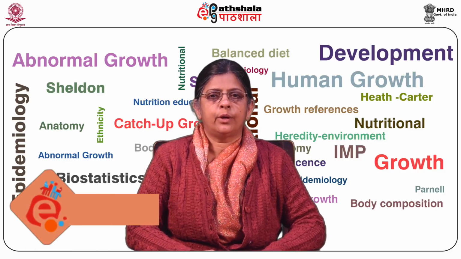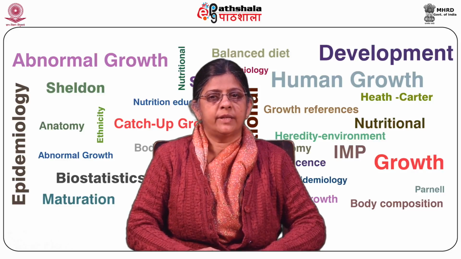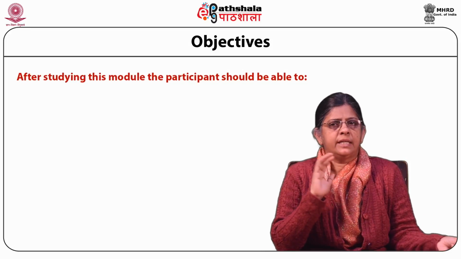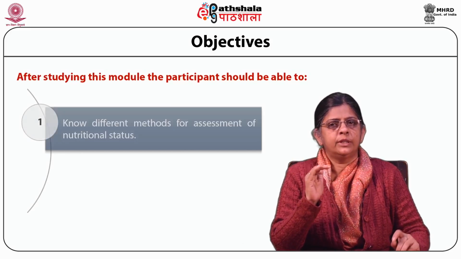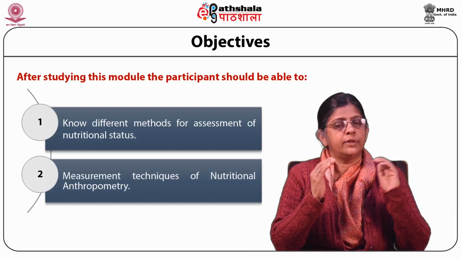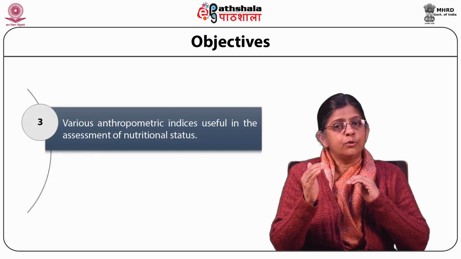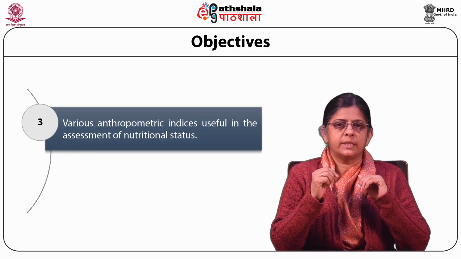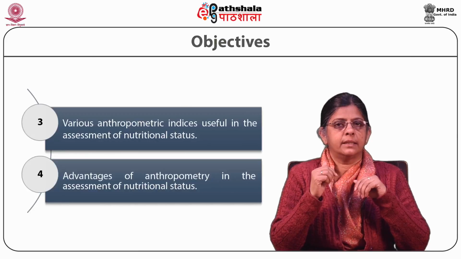Today, we are going to talk on the module Nutritional Status Assessment of Children and Adults from the paper Human Growth, Development and Nutrition. After studying this module, you will know the different methods for the assessment of nutritional status, the measurement techniques of nutritional anthropometry, various anthropometric indices useful in the assessment of nutritional status, and the advantages of anthropometry in the assessment of nutritional status.